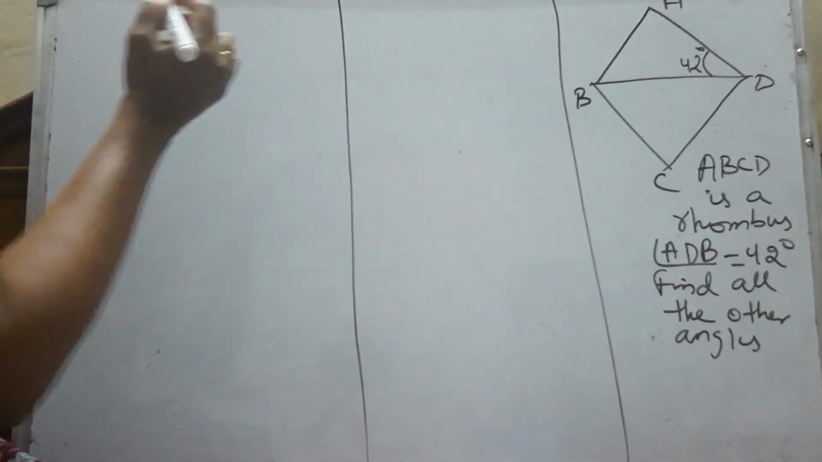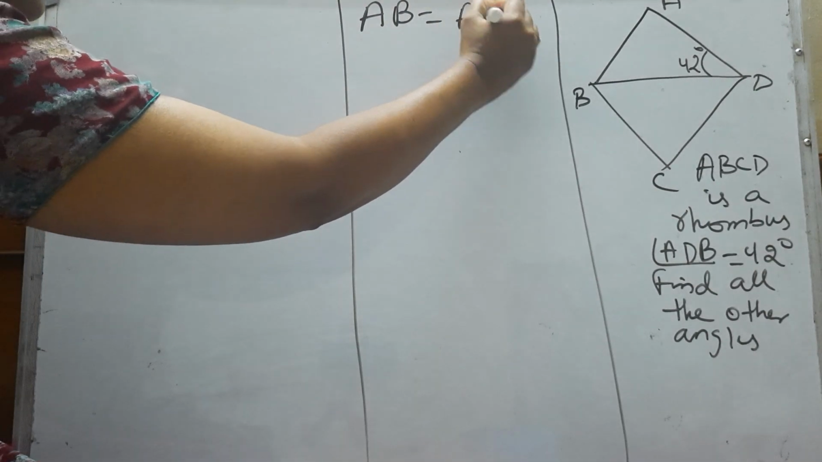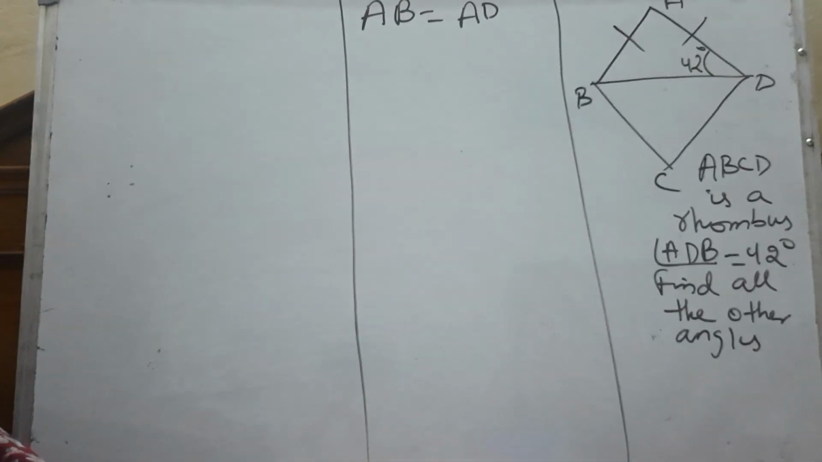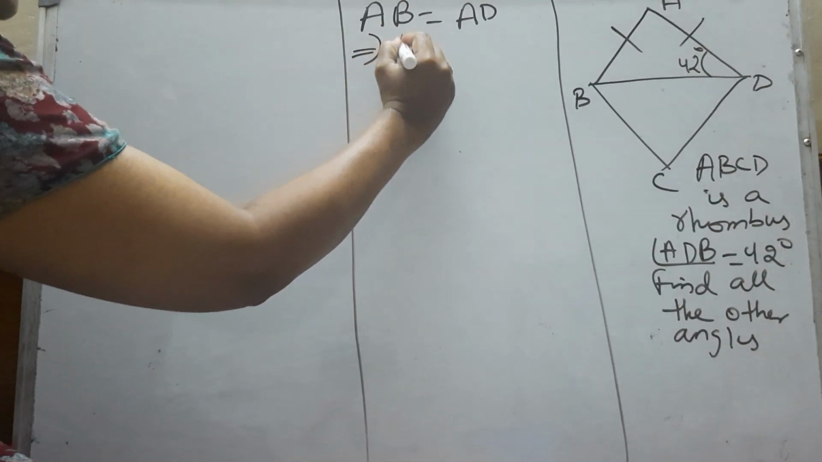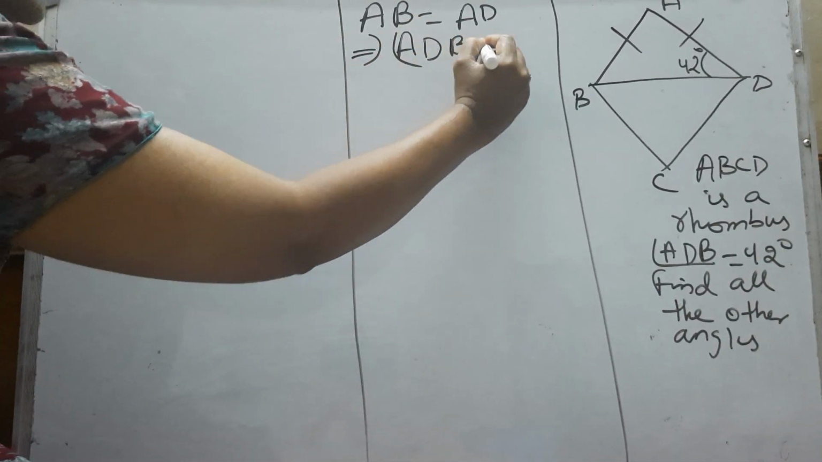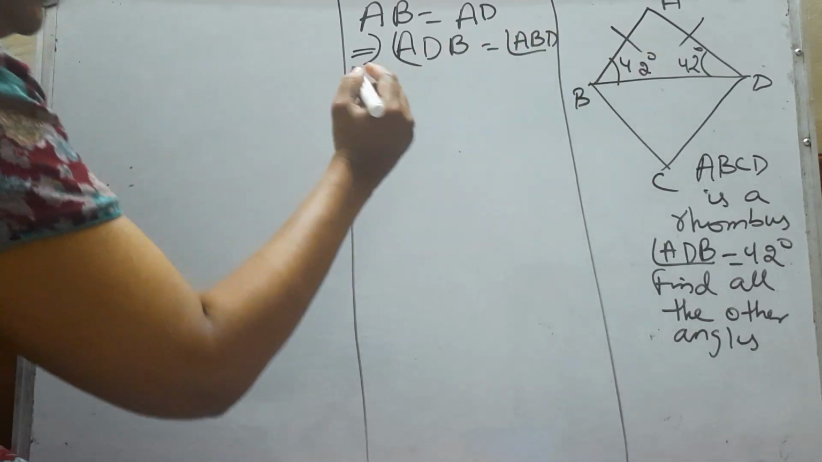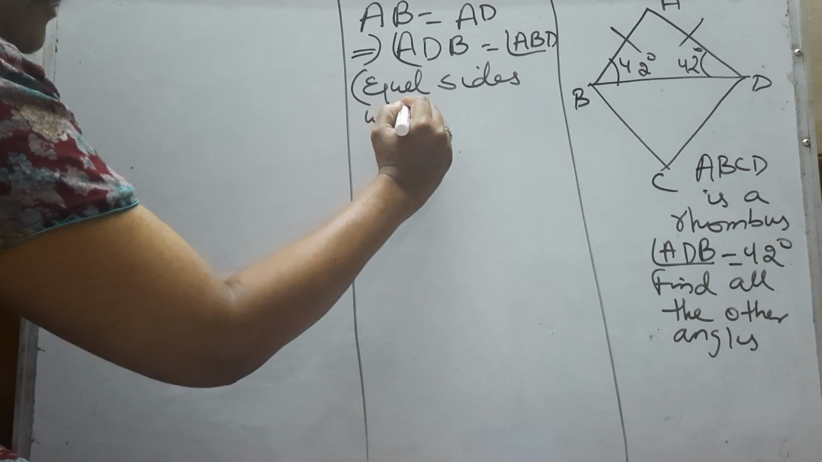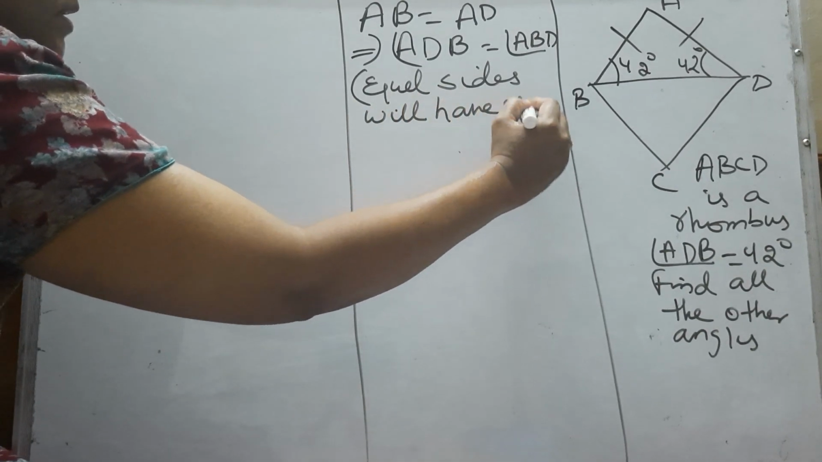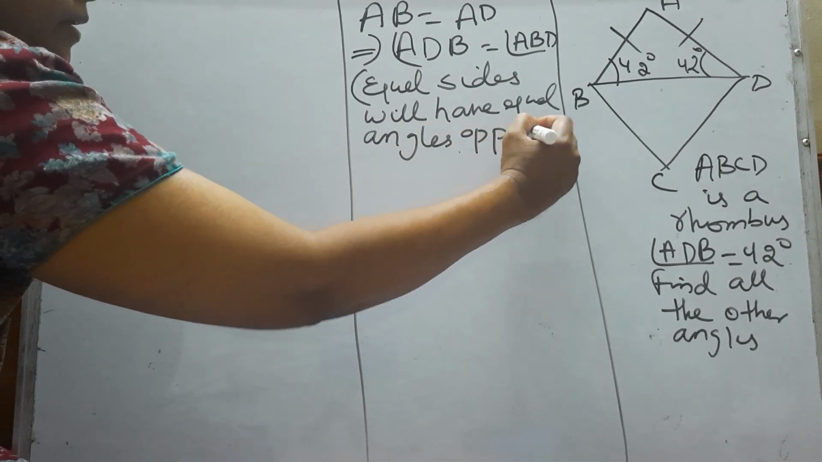Now we know that all sides are equal in a rhombus, so AB is equal to AD. And we know that in a triangle, if two sides are equal, then the angles opposite to these equal sides are also equal. That implies angle ADB is equal to angle ABD, so this also becomes 42 degrees. Equal sides will have equal angles opposite to them.